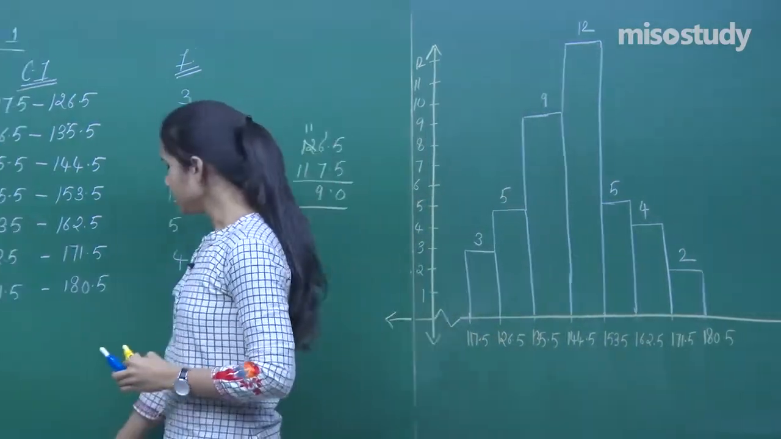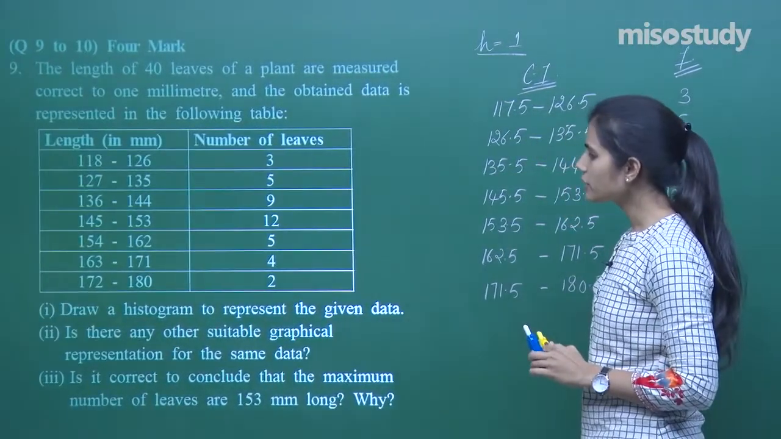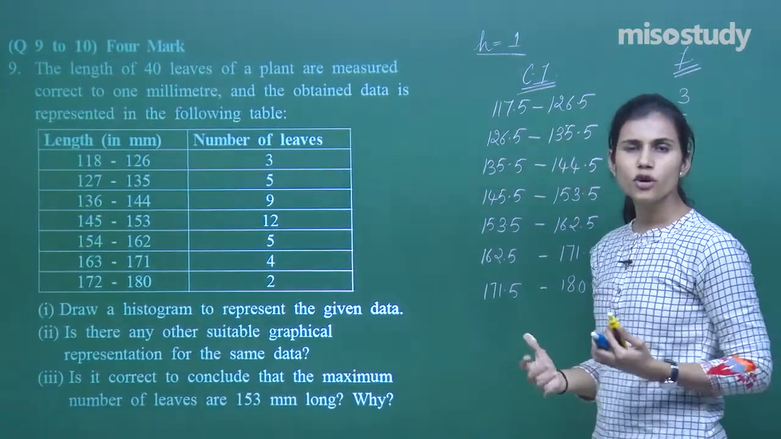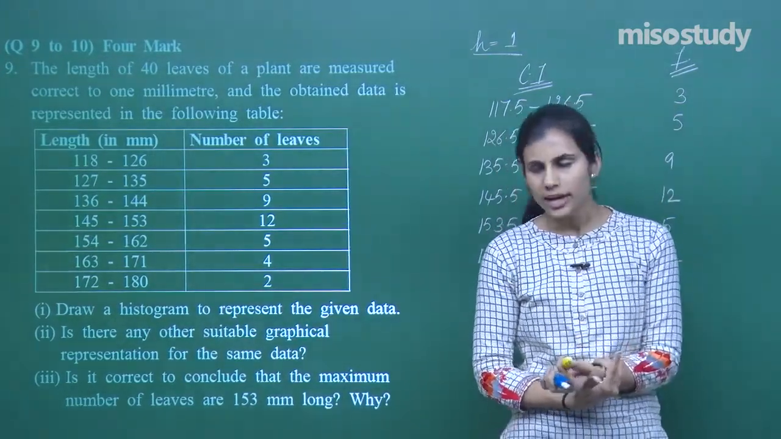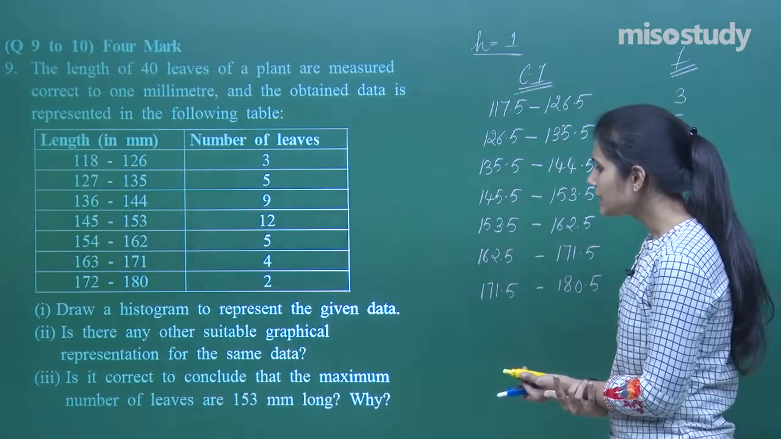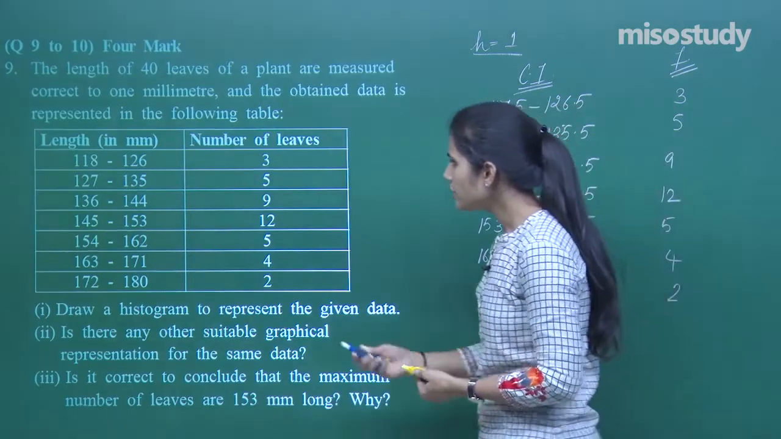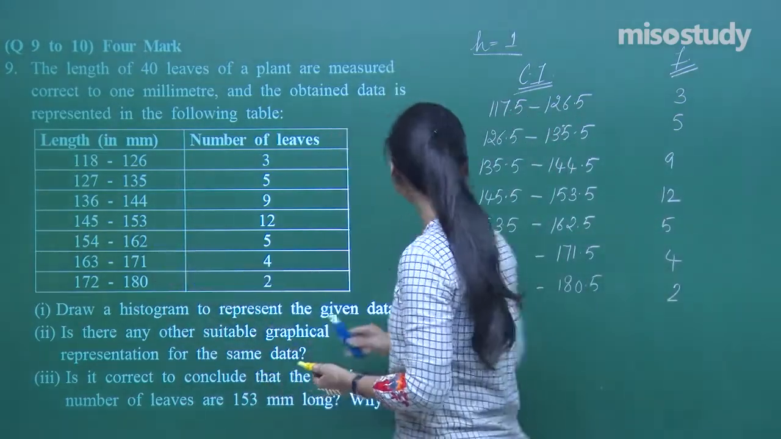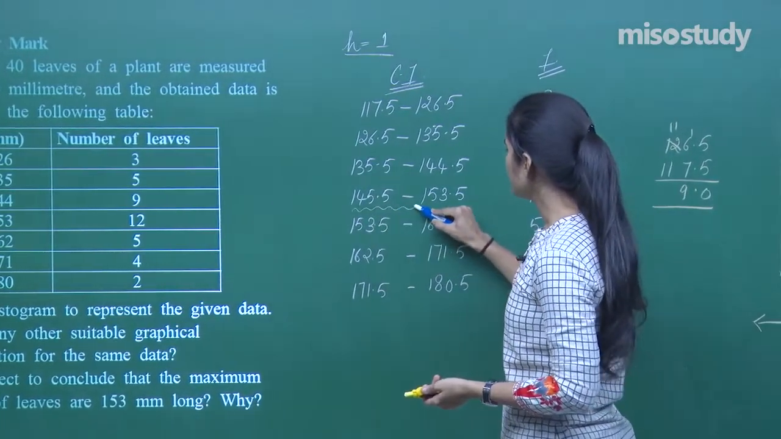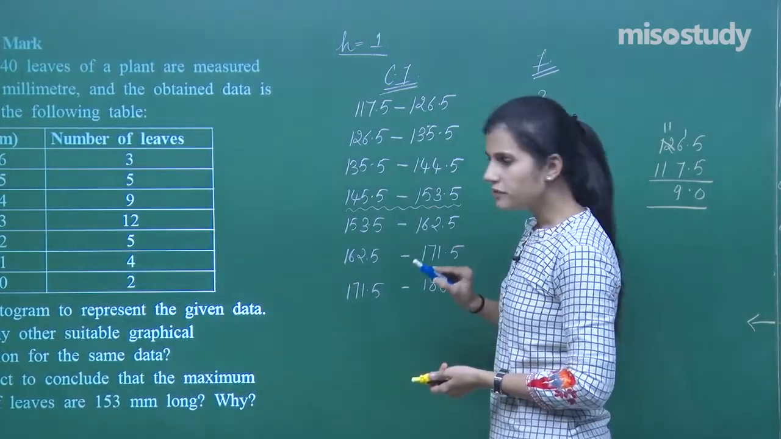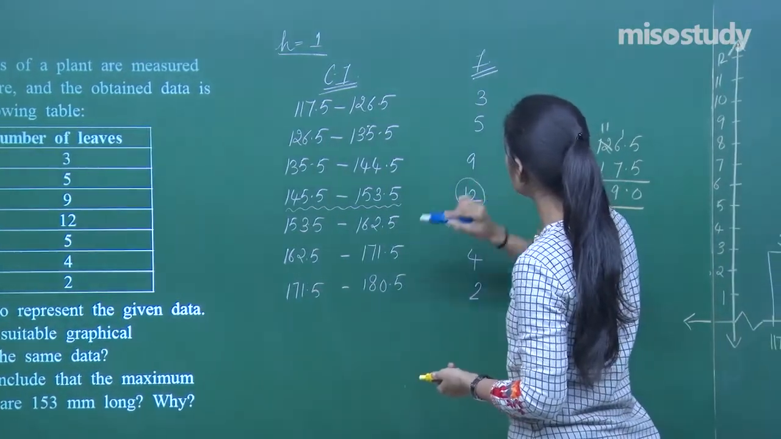Clear? The next question says, first of all, is there any other suitable graphical representation for the same data? Yes, of course you can also draw a frequency polygon for the same data. Is it correct to conclude that the maximum number of leaves are 153 millimeters long? Let's come to this data. 153 is included in this class interval. This has frequency as 12.